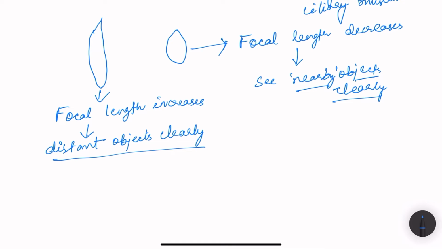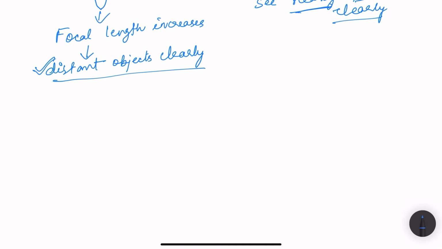I repeat, when this lens is made thin, the focal length increases, whereas when it is made thick, the focal length decreases. So when it is made thin, it is used to see distant objects, and when it is made thick, it is used to see nearby objects. The ability of the eye lens to adjust its focal length is called accommodation. However, the focal length of the eye lens cannot be decreased beyond a certain minimum limit.